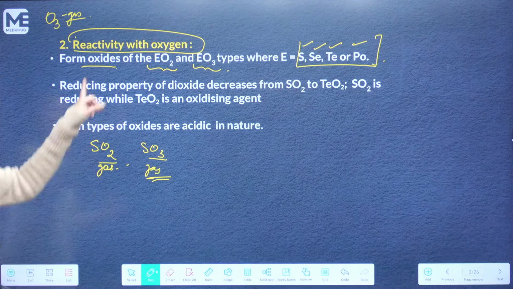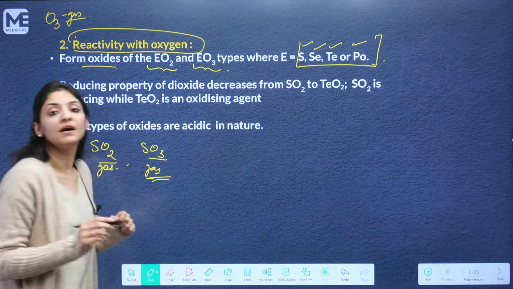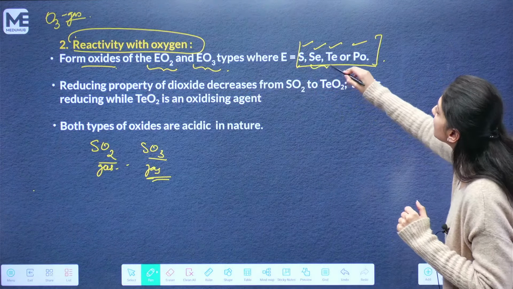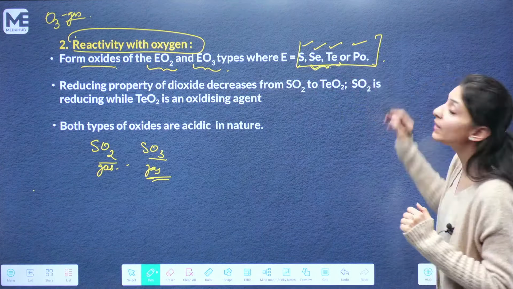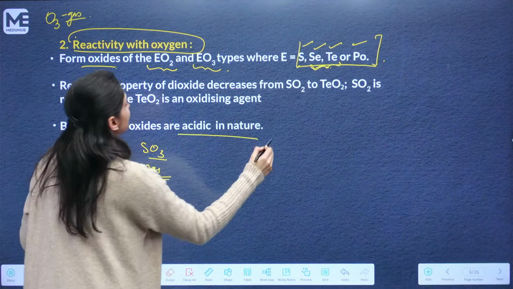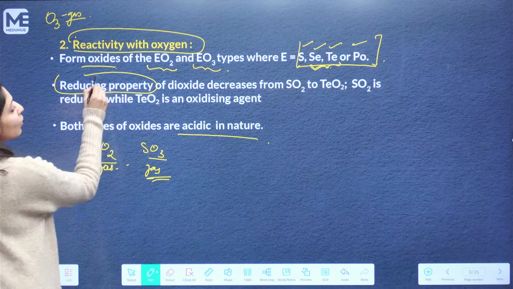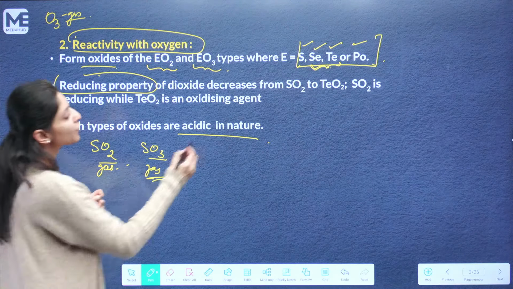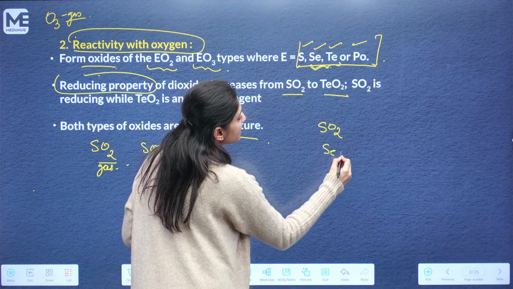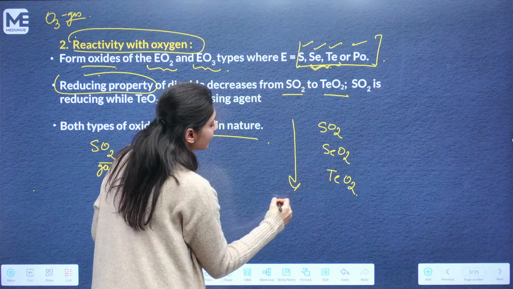All these oxides, EO2 and EO3 types, are acidic in nature because all these elements are non-metallic. This one is a definite non-metal, and these ones are weakly non-metallic in nature. So all these are acidic in nature. If you talk about the reducing property of the dioxides, it decreases from SO2 to TeO2. So if we write SO2, SeO2 and TeO2, we're talking about the reducing behavior.